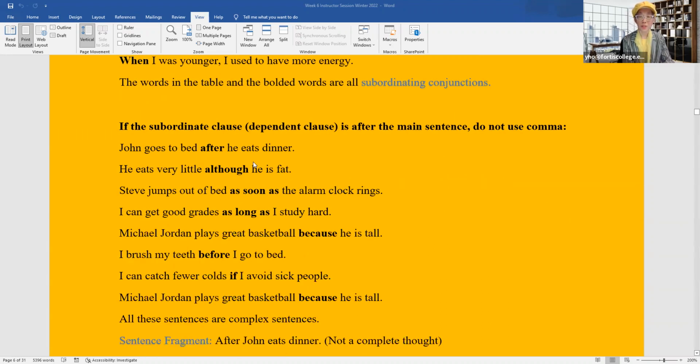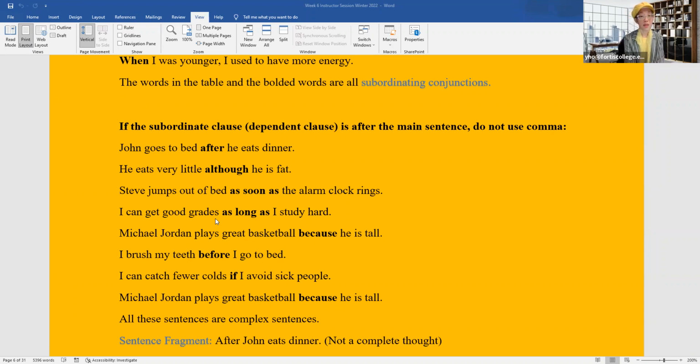If the subordinate clause, the dependent clause, is at the end of the sentence, you don't need a comma. John goes to bed after he eats dinner. He eats very little, although he is fat. So you'll notice in all of these, the dependent clause comes at the end of the sentence and no comma is used.